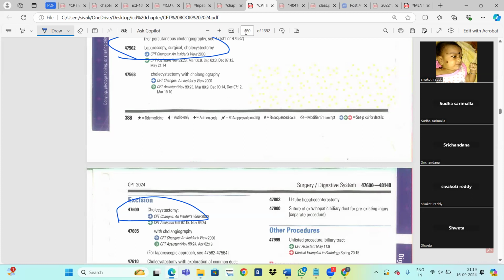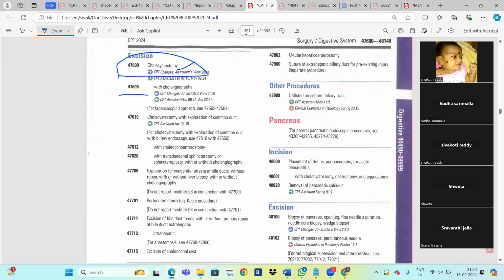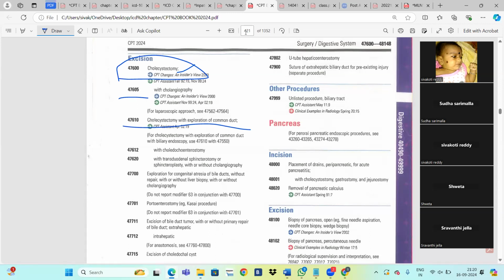Okay, one was open, one was scopy. This is open cholecystectomy. This is laparoscopy. If they performed under scopy, 47562. If they done open, 47600. With cholangiography open, 47605. Cholecystectomy with cholangiography under scopy, 47563. Clear? Yes, sir. So what is the code? 47610. Exploration of common duct, cholecystectomy. This exploration. Cholecystectomy with exploration of common bile duct, 47610.